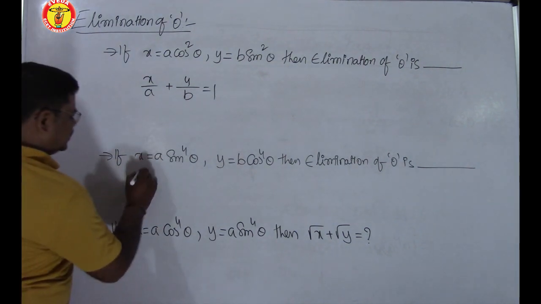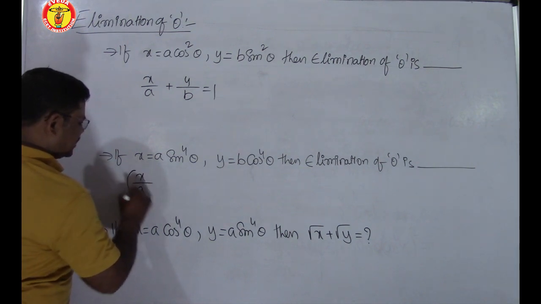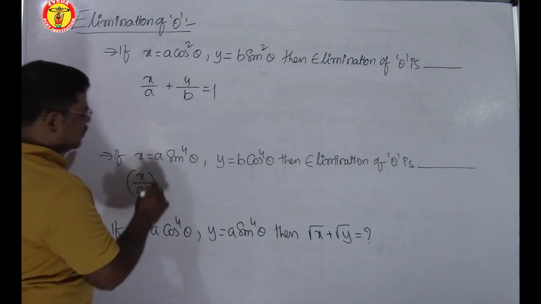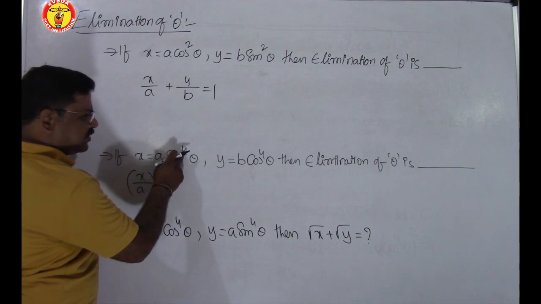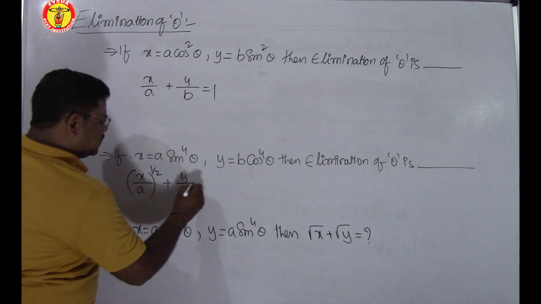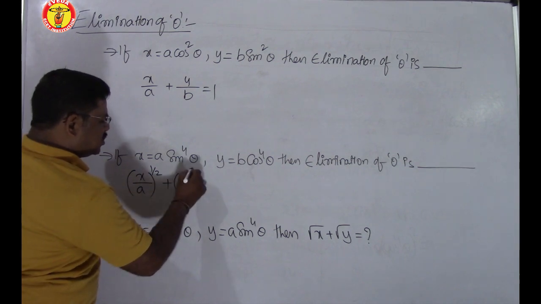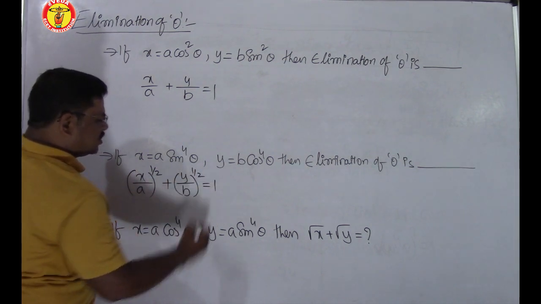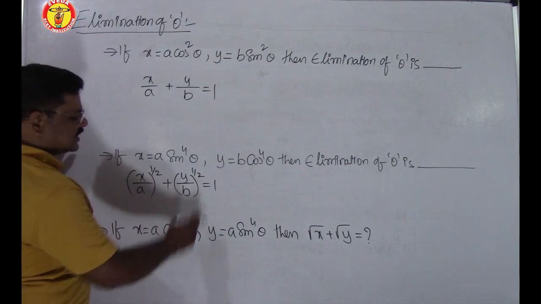Now coming to this problem, comparing with our first problem, at the place of n, what do we have? 4. So 2 by 4 is 1 by 2. Plus y by b whole power 2 by 4, which is 1 by 2, which is equal to 1. Directly we can tell the answer.